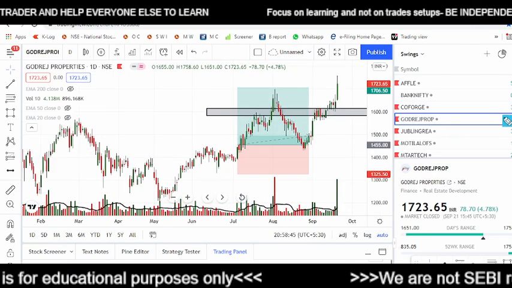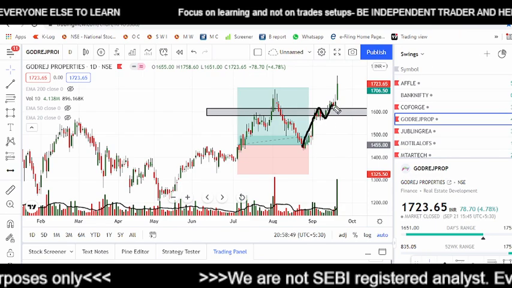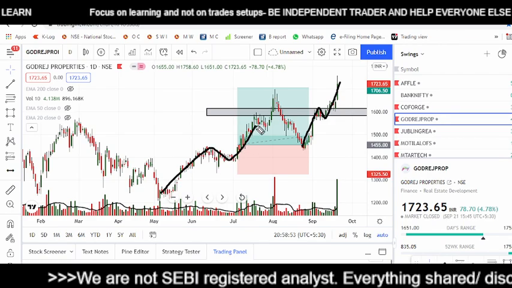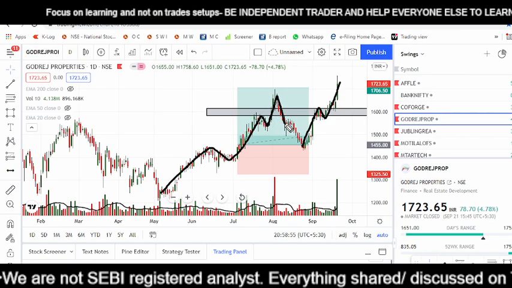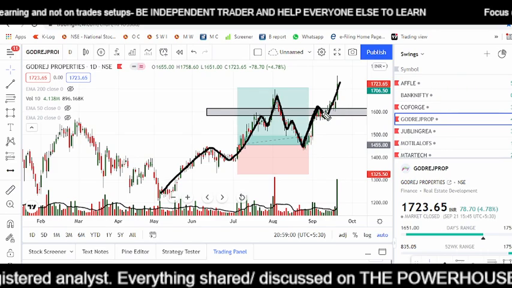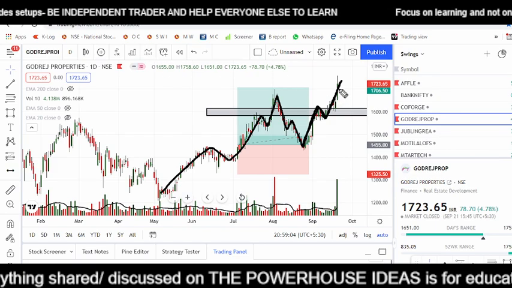Let us move to Godrej Properties. The reason being the same, every stock follows the same pattern, and we need to identify a higher high and higher low pattern. The stock was initially also forming a higher high and higher low pattern, but here we saw a small trend shift. But now again on daily basis, the stock has started forming a higher high and higher low pattern.